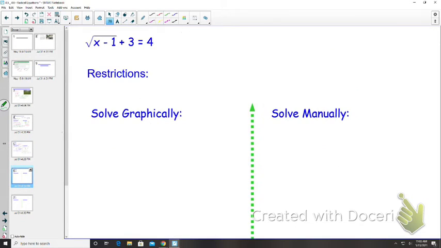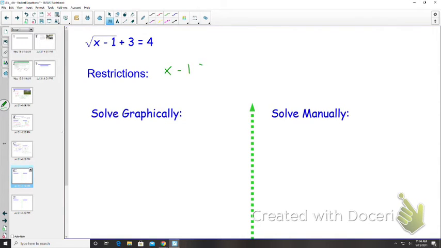All right. So for our next one, we have root of x minus 1 plus 3 is equal to 4. Okay, so let's find our restrictions. Remember, whatever is underneath the radical must be greater than or equal to 0.